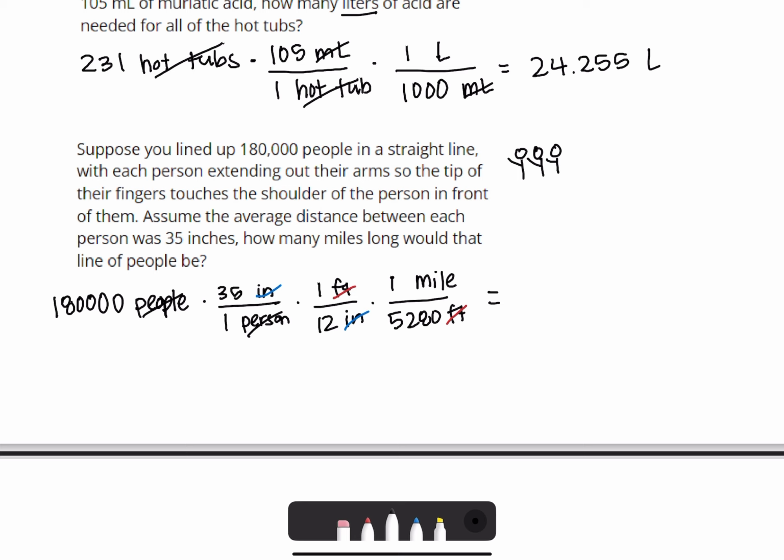Which I'm doing on Desmos on my phone. And I got 99.43 miles. That's how many miles it would be for all of those people standing in a line.